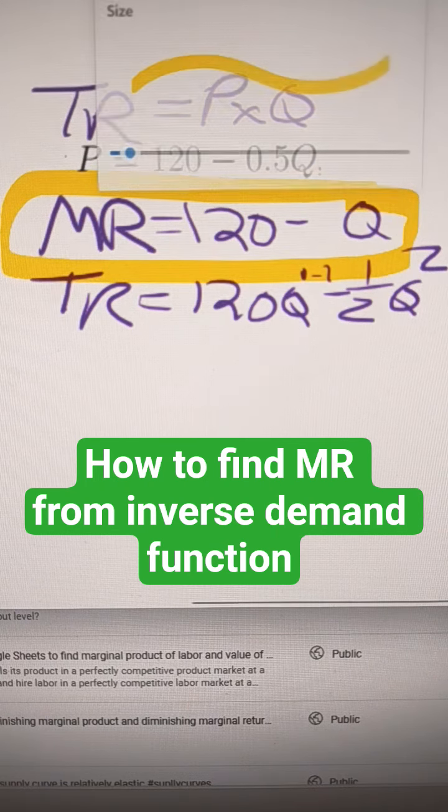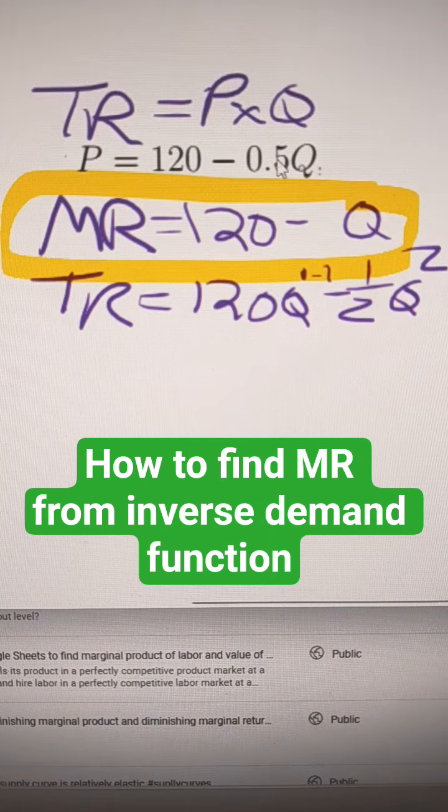And of course, there's a trick. Whenever it's linear, you can just multiply this number by 2 and then leave it, and you get the same answer.